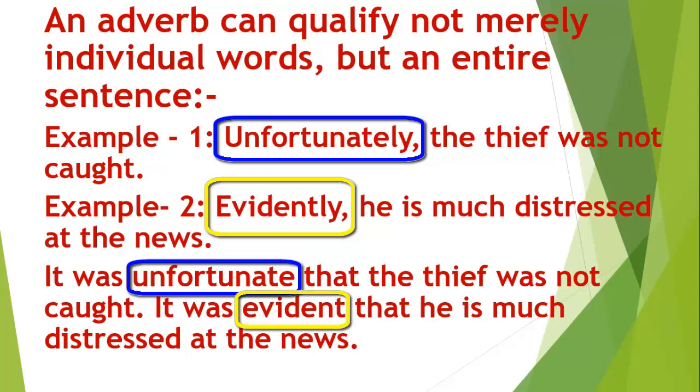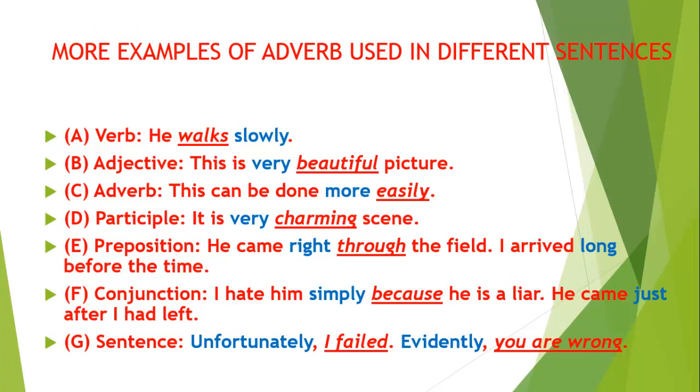Dear children, here are more examples of adverb used in different sentences. A. He walks slowly. B. This is very beautiful picture. C. This can be done more easily. D. It is very charming scene. E. Here we have two different sentences. He came right through the field. I arrived long before the time.